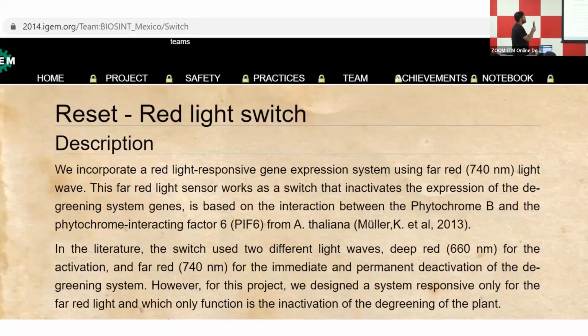So for that, we actually are using a light switch from an iGEM team. It was used in 2014 and it was actually repurposed from another paper. So this switch basically is a light responsive gene that activates using far red light. The far red light sensor works as a switch that inactivates the expression of another system that they were using in this, but that is not relevant for us. In the literature, the switch also used two different light wavelengths, deep red for the activation and far red for the immediate and permanent deactivation. But for this project, that has not been used. So it's only to turn on the thing.